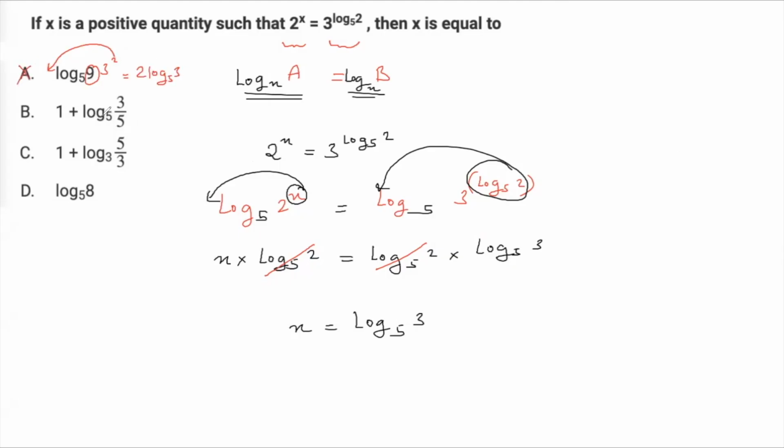Let's look at the B option, guys. B option is 1 plus log 3 by 5 to the base 5. If I simplify the B option, I will get 1 plus log of 3 to the base 5 minus log 5 to the base 5. This is our laws of logarithm, right? Log of x upon y is log x minus log y. Now, log 5 to the base 5 will be 1, and 1 minus 1 will get cancelled out. Finally, I get log of 3 to the base 5 only. So yes, this is my answer, option B.